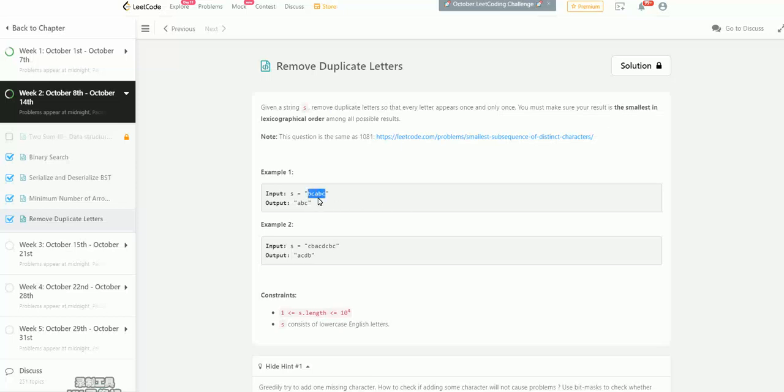Let us see this example here. We have two B letters in this string. So which one should we remove? We should remove one of them, but which one we remove is based on the lexicographical order of the results. A is smaller than B, so A should be in front of the B. So we should remove this first B and keep this B, because A is in front of the second B.